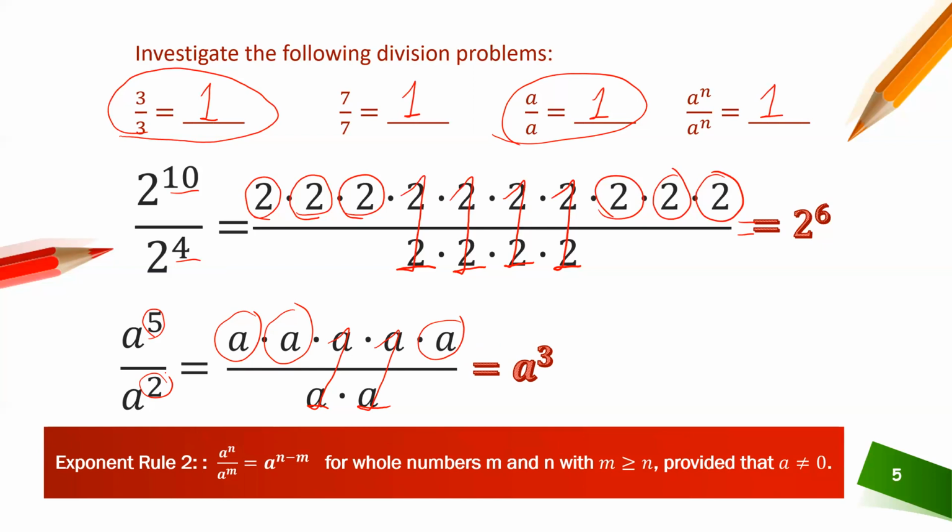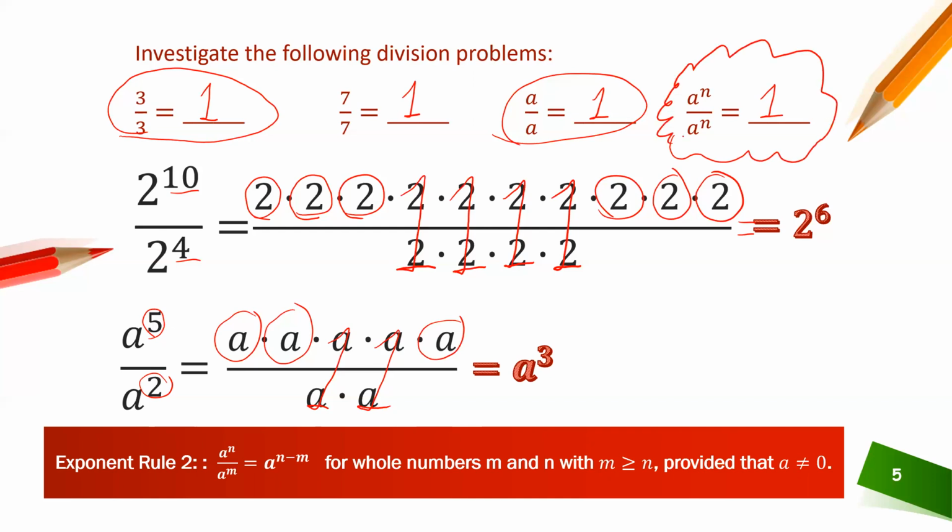And that leads us to rule number 2. When you have a division problem with the same base, okay, with the same base, we keep the base the same, and we subtract the exponents. Makes sense, yeah?